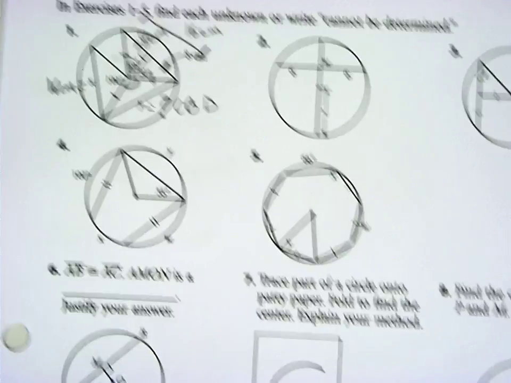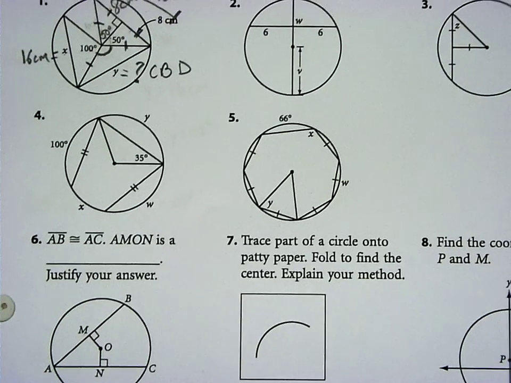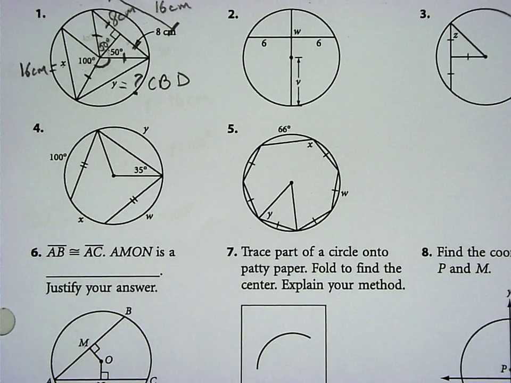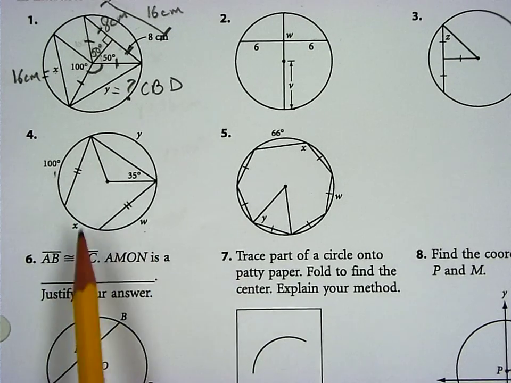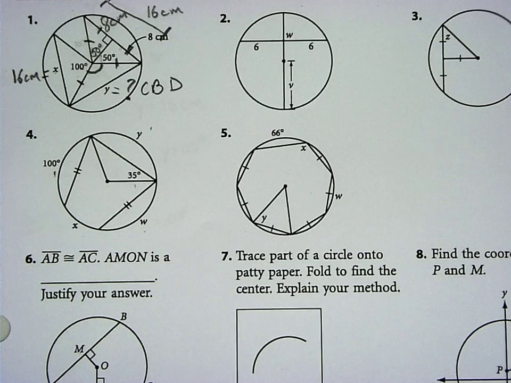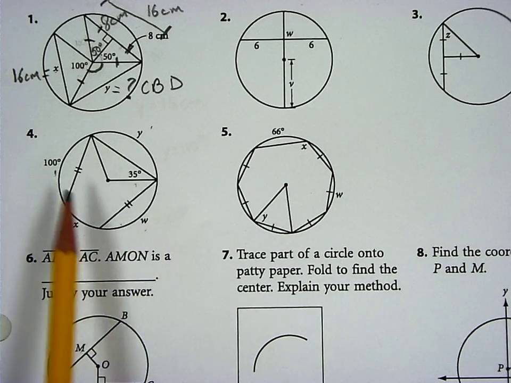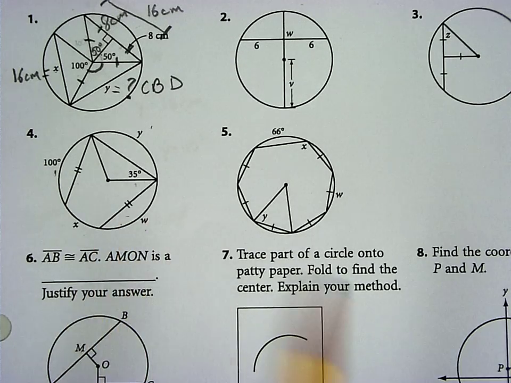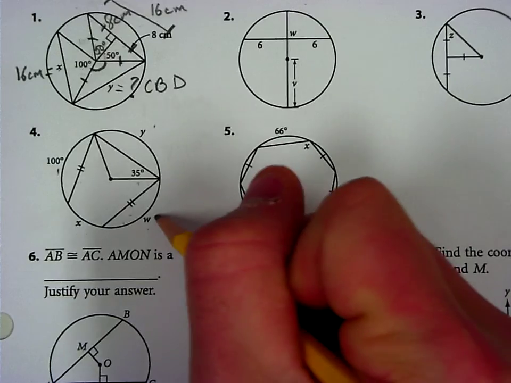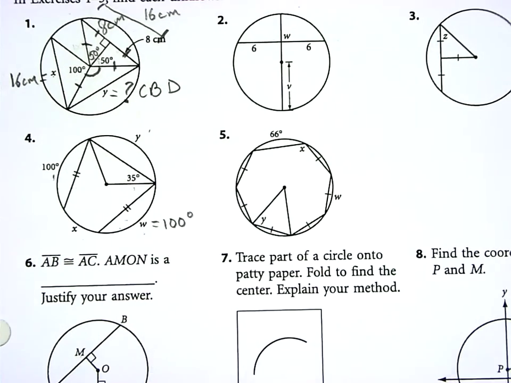And then we're going to look at number 4, in which we're given this arc of 100. We need to find w, x, and y, and we're given that angle of 35. The first thing I see is that we have two congruent chords. From another one of our conjectures today, when you have congruent chords, their arcs are congruent as well. So w is going to equal 100 degrees.